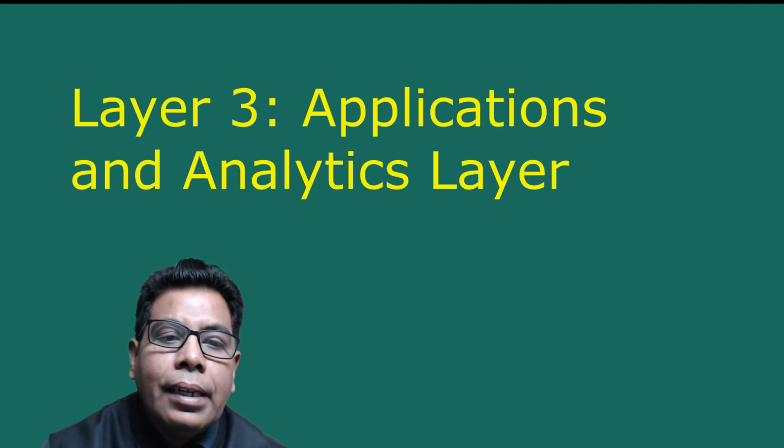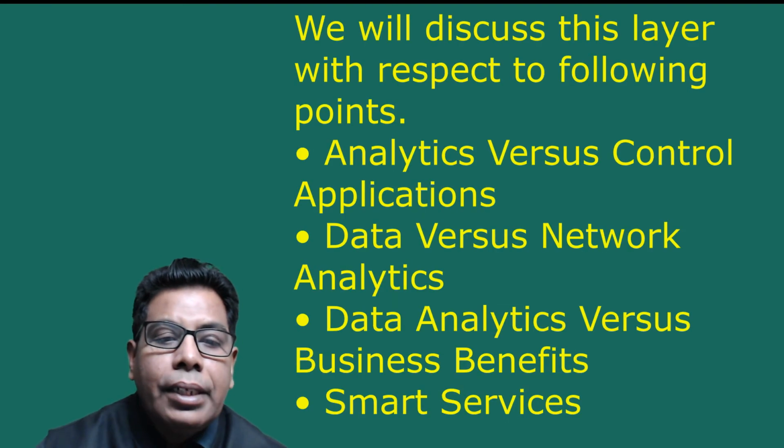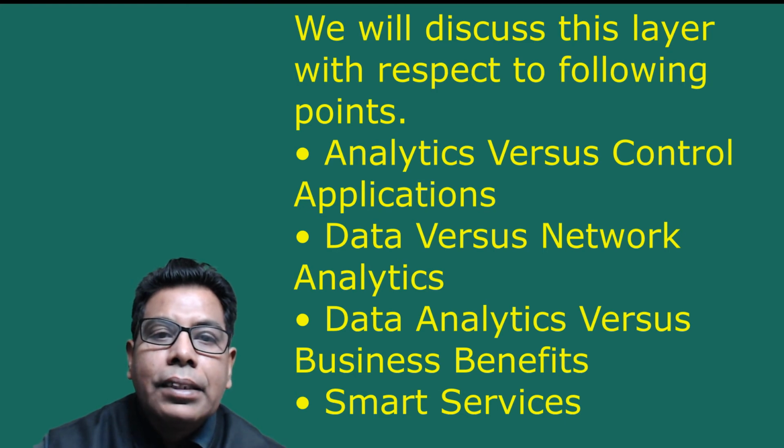Then let us go to layer 3, the applications and analytics layer. Once connected to a network, smart objects exchange information with other systems. As soon as your IoT network spans more than a few sensors, the power of the Internet of Things appears in the applications that make use of information exchange with the smart objects. We'll discuss this layer with respect to the following points: analytics versus control applications, then data versus network analytics, data analytics versus business benefits, and smart services.